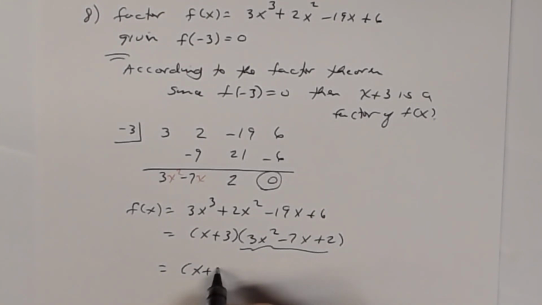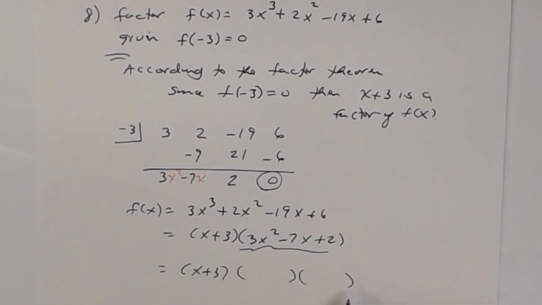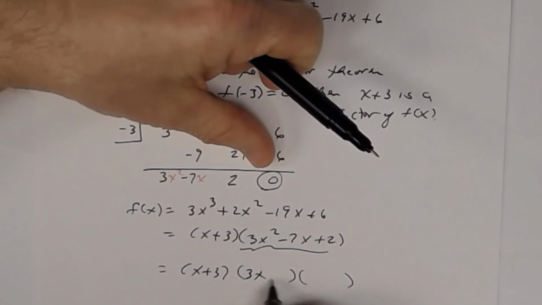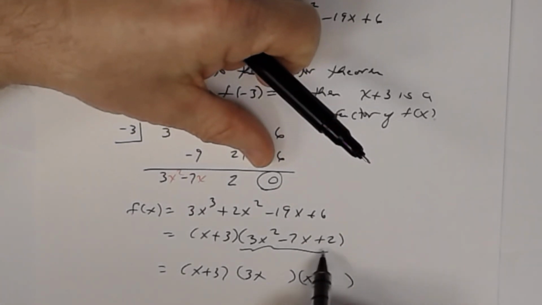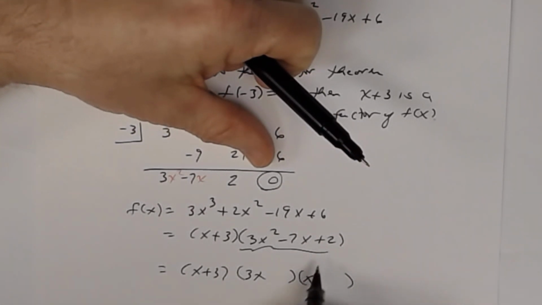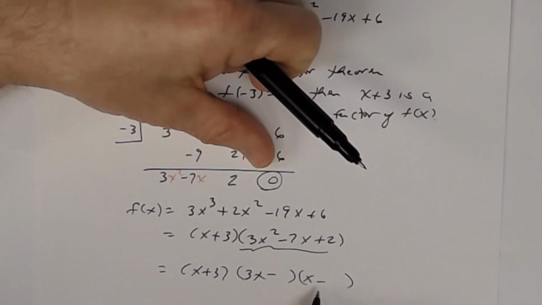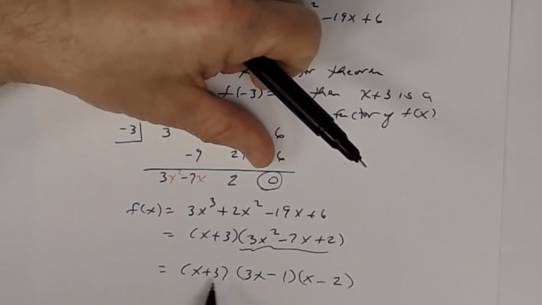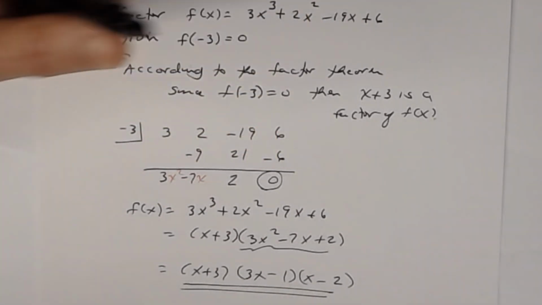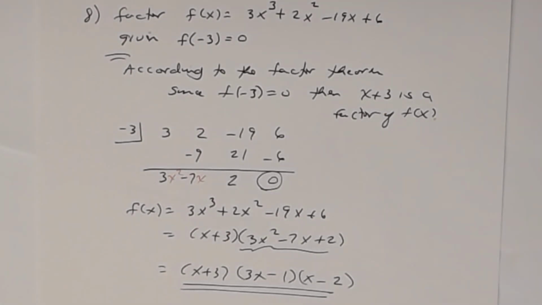So I get x plus 3, and let's see what we get. So this will be 3x and x. The last sign's a positive 2, so that means if that's positive, these have to be the same sign, and they're both going to be negative. And let's see, it looks like the 2's going to go here, and the 1's going to go here. And so there you go. There are your factors: x plus 3 times 3x minus 1 times x minus 2. And that's all you do. So that's using the factor theorem.